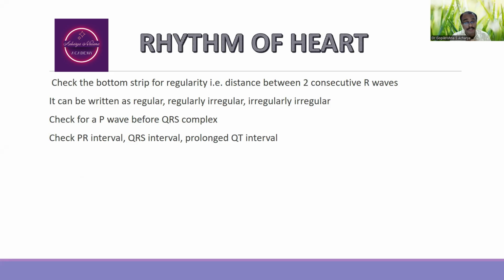And you have to check the PR interval, QRS interval and QT interval also. So whenever you are looking into the rhythm of the heart, you have to see the P wave for every QRS complex, and it has to be constant. Then the PR interval, QRS interval and QT interval will be constant for every beat. Then you are going to say the rhythm is regular. If that is not regular, that may be either regularly irregular or irregularly irregular.